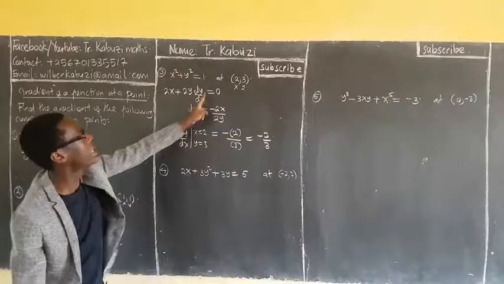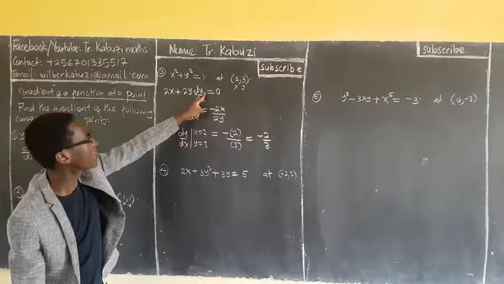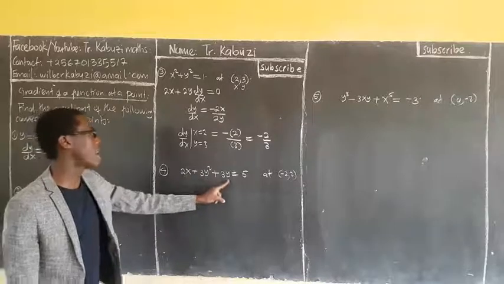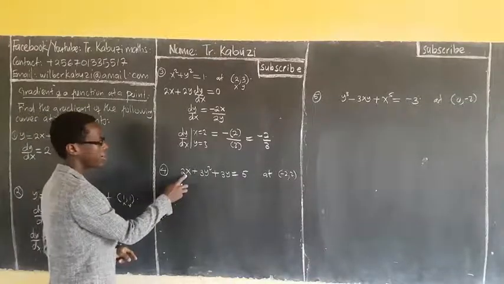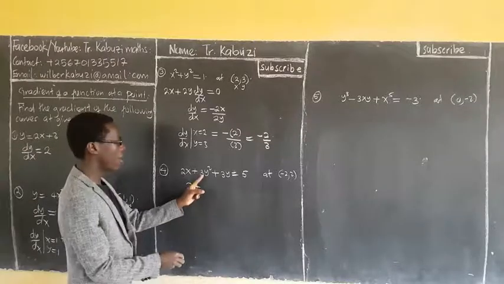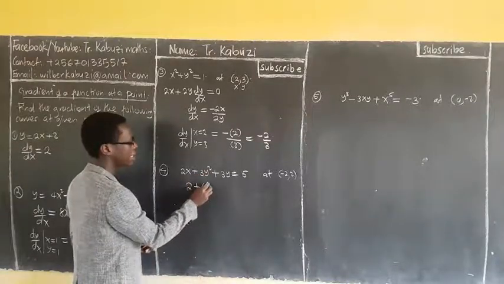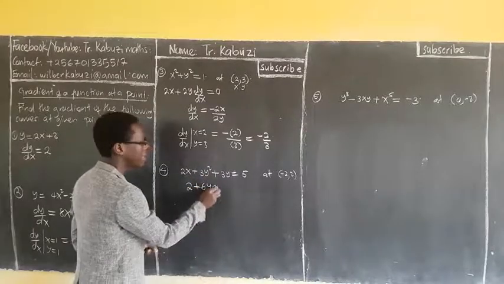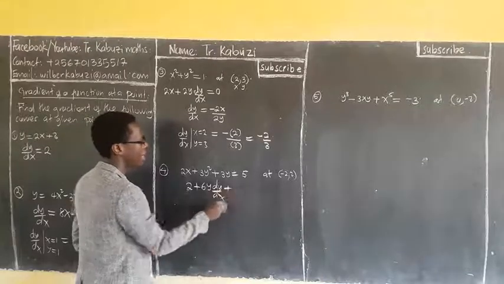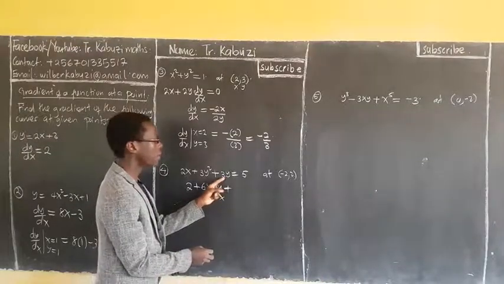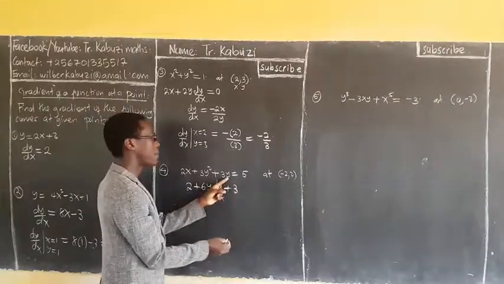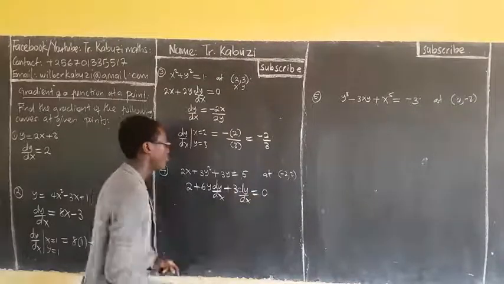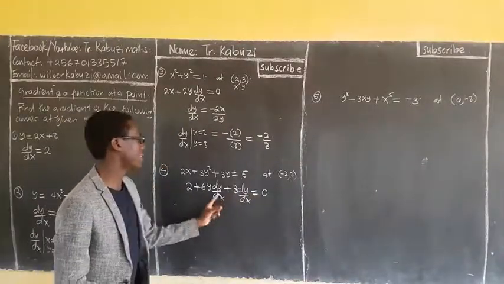I'm going to emphasize this: whenever I'm differentiating y, don't forget to put the differential coefficient dy/dx, the gradient function. When I come here, I have x and y. When I differentiate 2x, I get 2, then plus, when I differentiate this, I get 6y. Because I'm differentiating y, I put dy/dx. Plus, here it's also a function of y, so I get 3, and I put dy/dx equal to 0.